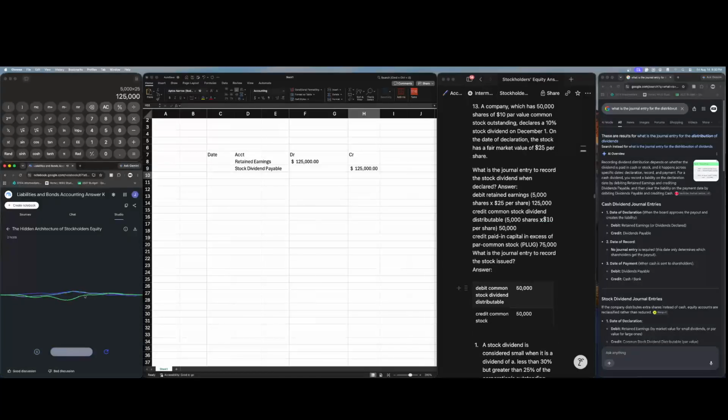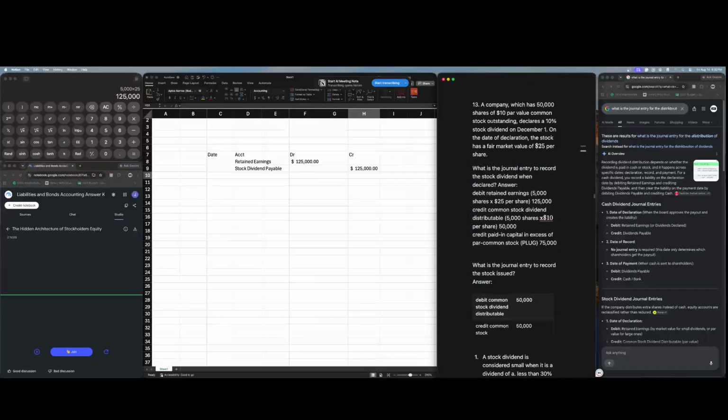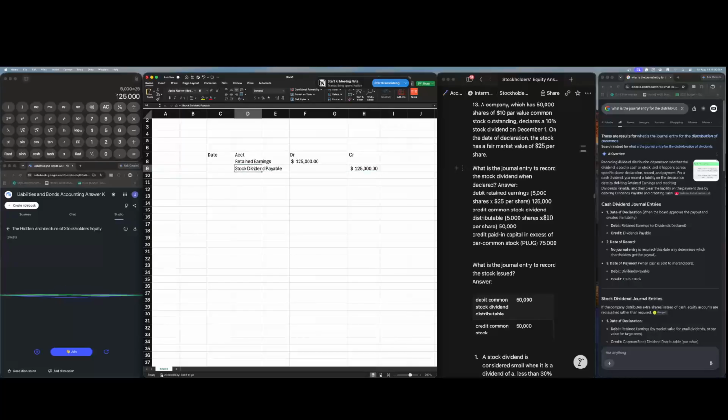Why is it a distributable again? That is a great question. We use distributable because the shares haven't been handed out yet. It is basically a temporary placeholder on the books. Since we are not paying cash, it is not a liability like the dividend payable we discussed.